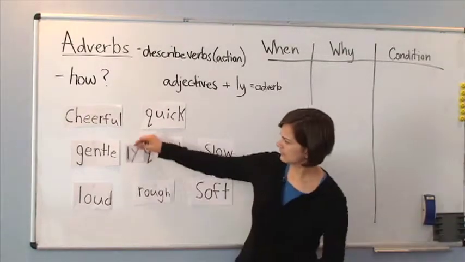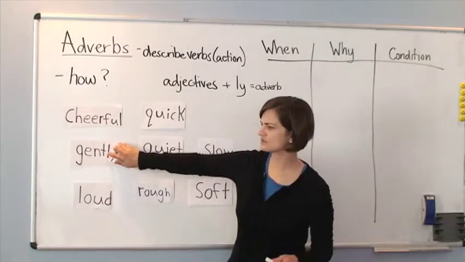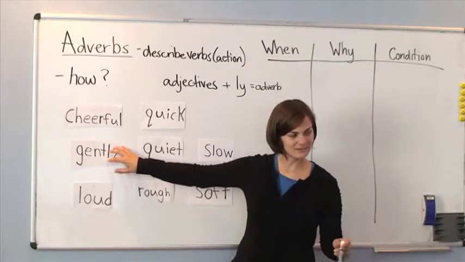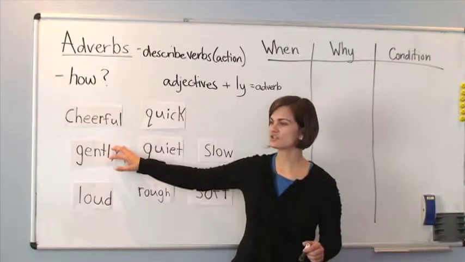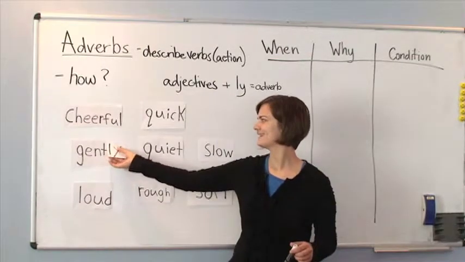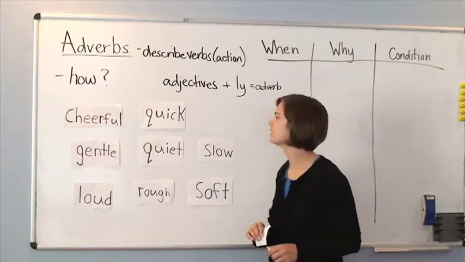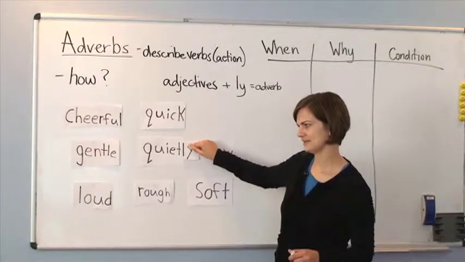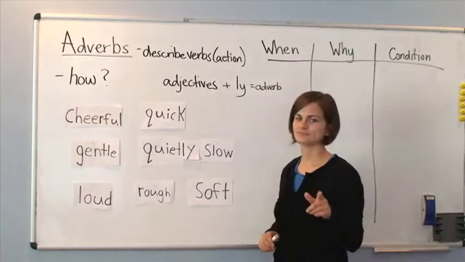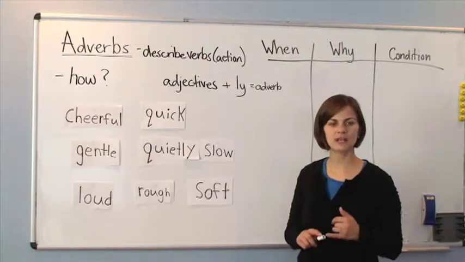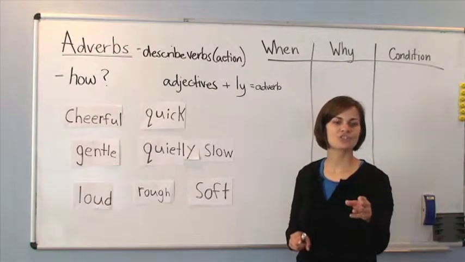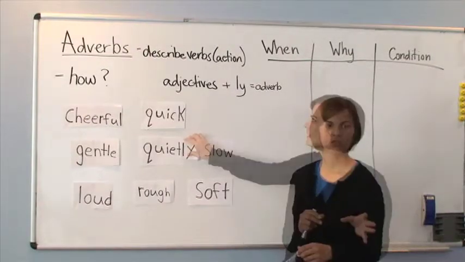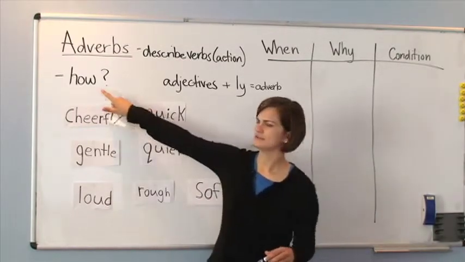So, let's look at this word, gently. Who wants to use that in a sentence for me? You talk gently. I talk gently. Very good. Okay, and let's try one more. Let's do quietly. Who can make a sentence with quietly? In the library, we must be quietly. Almost. In the library, we must talk quietly. Remember, it's telling how we do the action. Very good. So those are adverbs that tell us how.